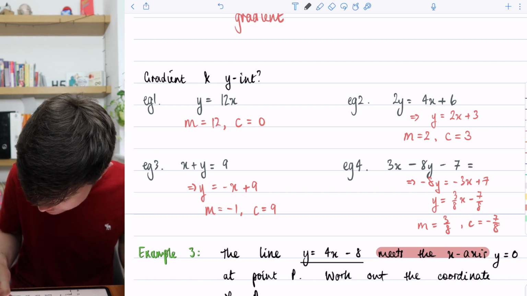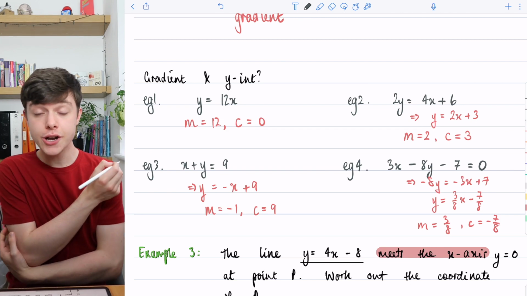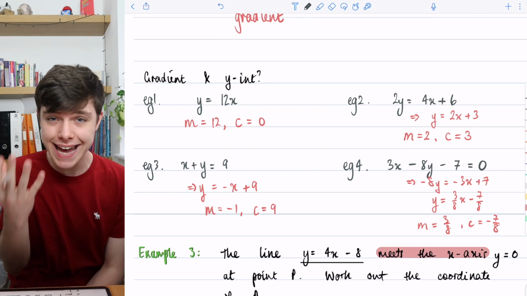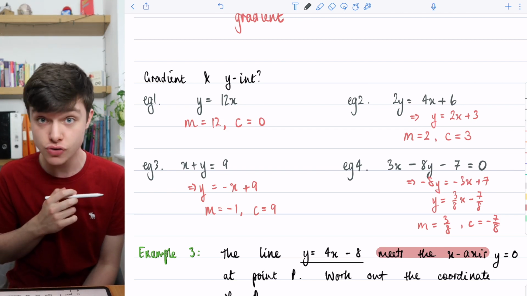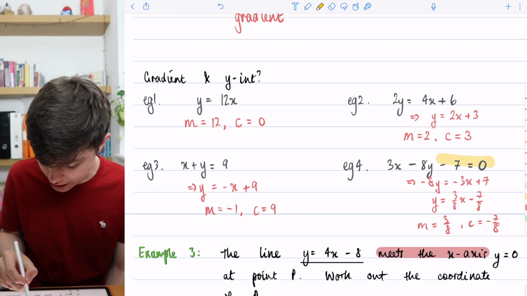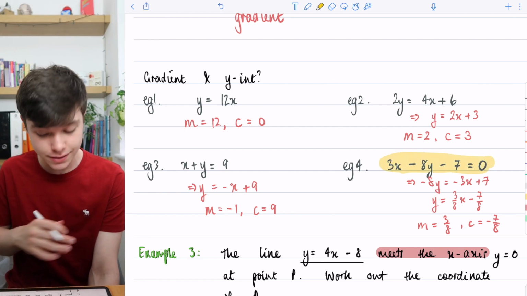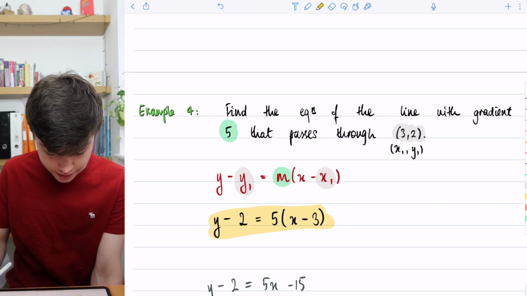minus 7 to be equal to 0. That is an appropriate form, okay? That's the integer form of a straight line, okay? This here. So we could get our answer like that as well. So let's try that, okay?